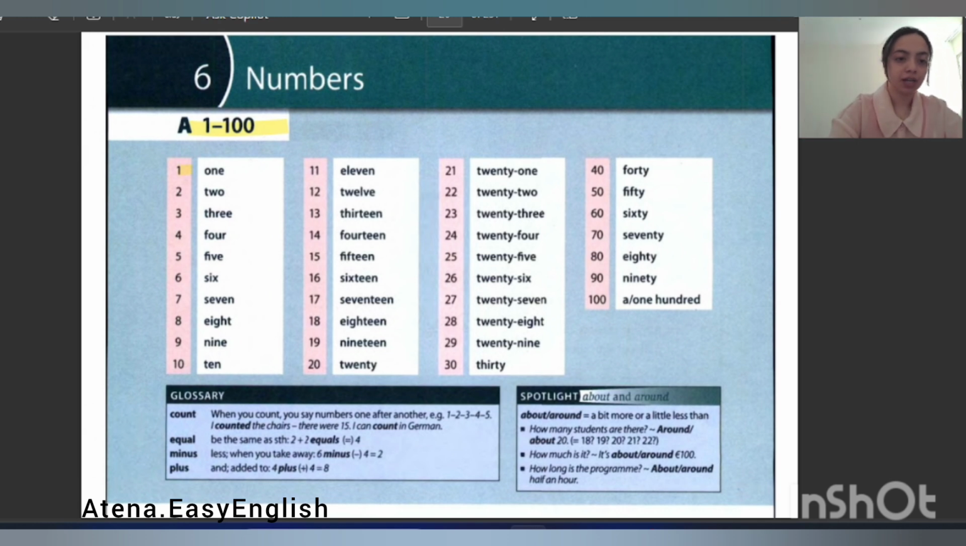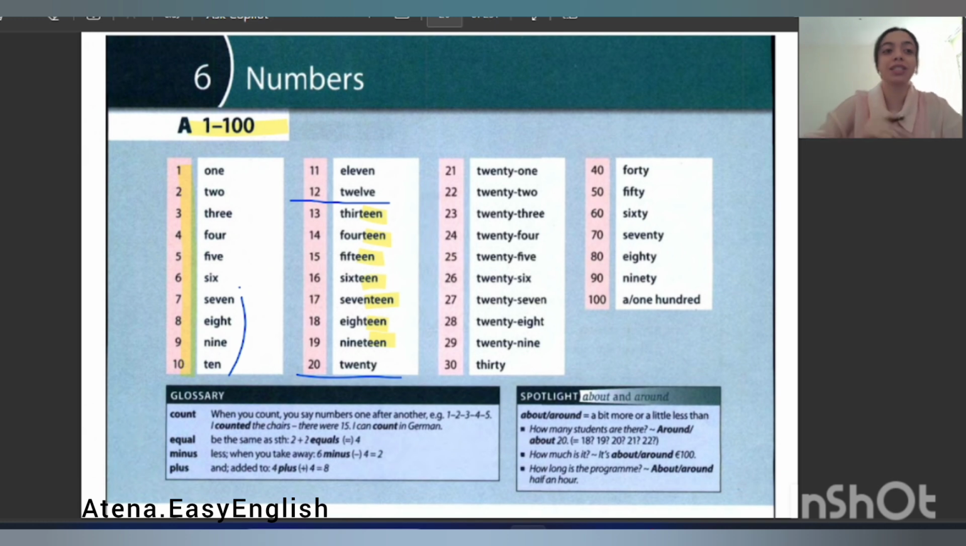So look at the first 10. 1, 2, 3, 4, 5, 6, 7, 8, 9, 10, 11, 12. And look at this part. 13, 14, 15, 16, 17, 18, 19, 20. So in here, when you have teen, like 19, 13, the stress part is on the second syllable. And it's really important. So the stress is at the end of the word.